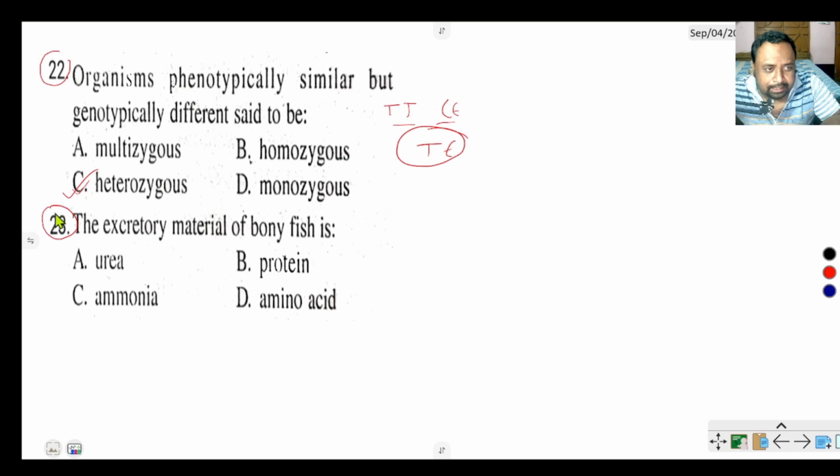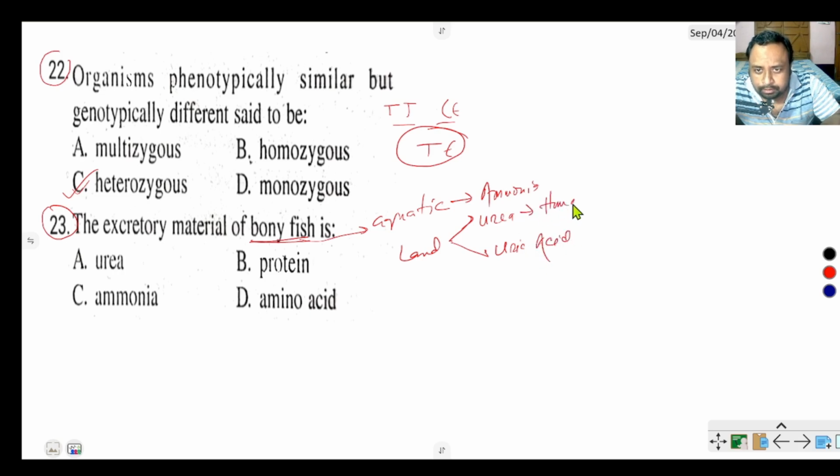Question number 23 says the excretory material of bony fish, that is fish or aquatic animals, is ammonia. A land animal has two types of excretory product: urea, which is called ureotelic, as in human beings, and uric acid, which is uricotelic, as in birds. The correct option is ammonia.